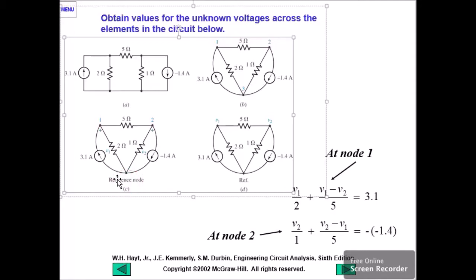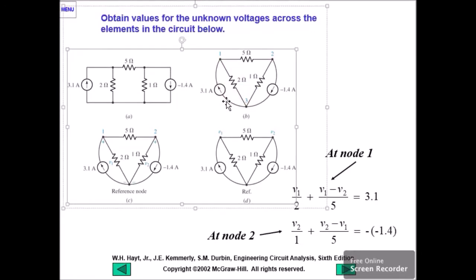Ano ba yung reference node? Yung reference node is the node which has the most or the greatest number of branches connected to it. Remember branches? Yung branches, di ba, is yung isang ganito, isang ganito. Ay, sorry.